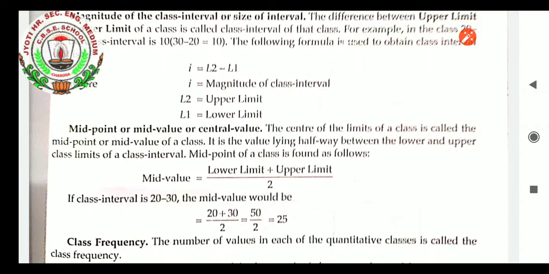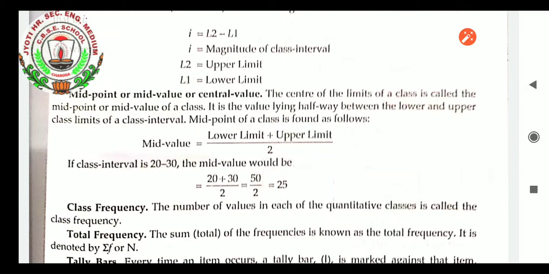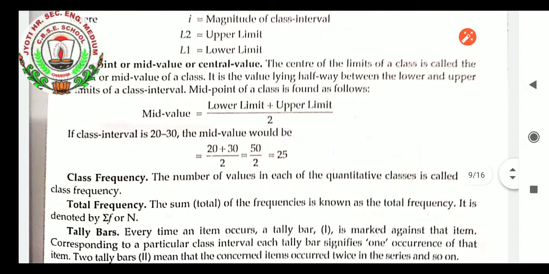Midpoint or mid value, or central value. How to calculate the mid value? Very easy. The formula is: mid value equals lower limit plus upper limit divided by 2. The center of the limits of a class is called the midpoint or mid value of a class. It is the value lying halfway between the lower and upper class limit of a class interval. Like for the class 20 to 30, 20 plus 30 divided by 2 is 50 upon 2, that is 25.